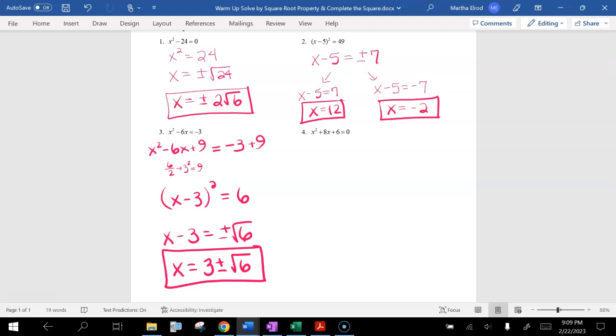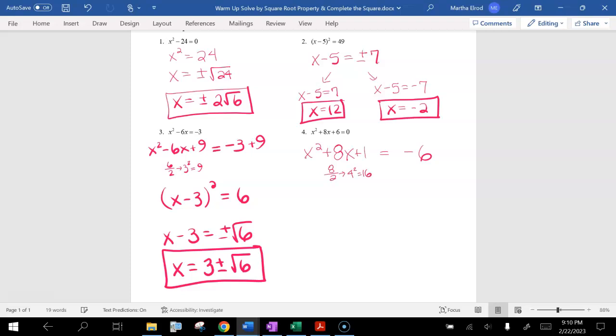Now let's look at the final one. Again, we want to keep our x terms on one side of the equation and move any constants over to the other side. To do that, we subtract 6 from both sides, and we're left with x squared plus 8x equals negative 6. Now we need to complete the square on the left side. We take 8 and divide it by 2, which gives us 4, and then we square 4, which gives us 16.